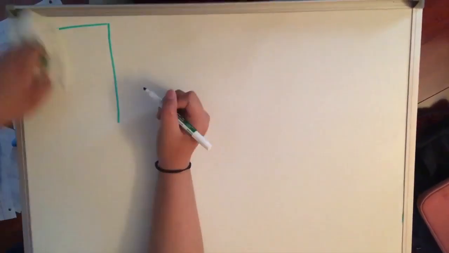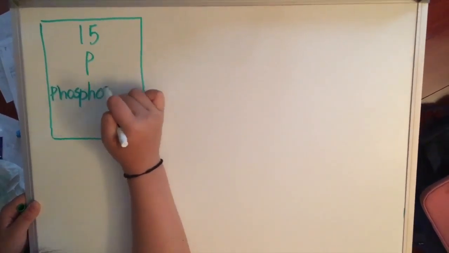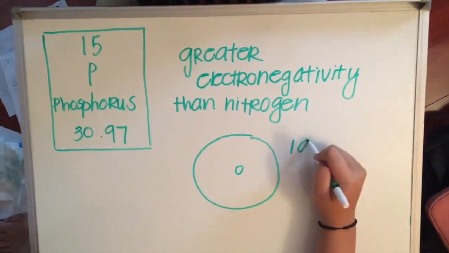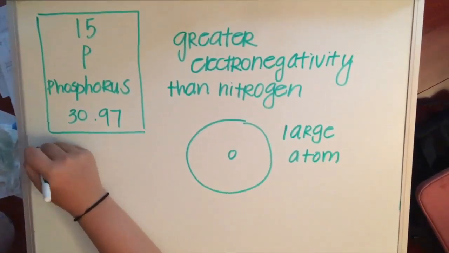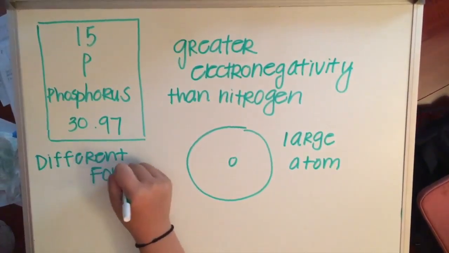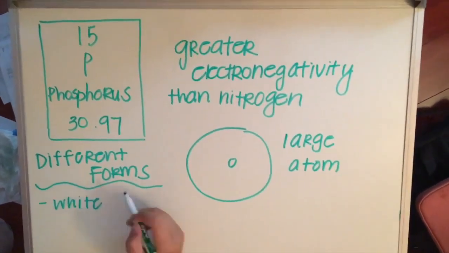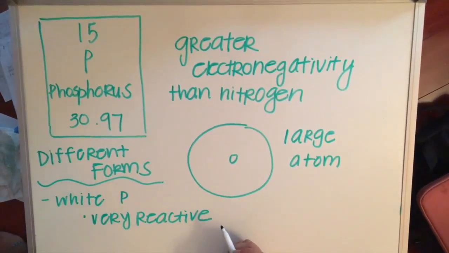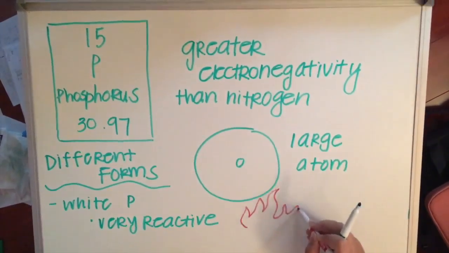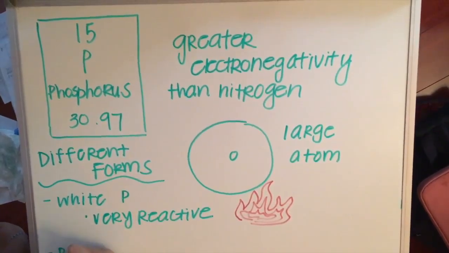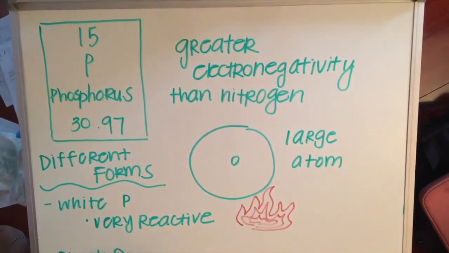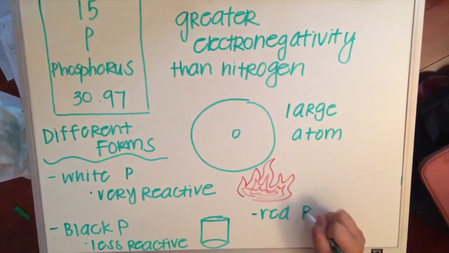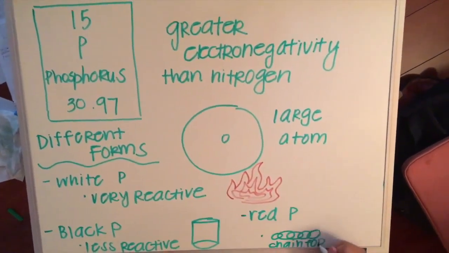In group 5A, there's also phosphorus, which has a greater electronegativity than nitrogen. Phosphorus also has a larger atom than nitrogen. There are different forms of phosphorus. For example, white phosphorus, which is very reactive and it reacts with air and produces combustion. Black phosphorus, which is less reactive and has a regular cylinder structure. And red phosphorus, which consists of chains, and it is created by heating white phosphorus.